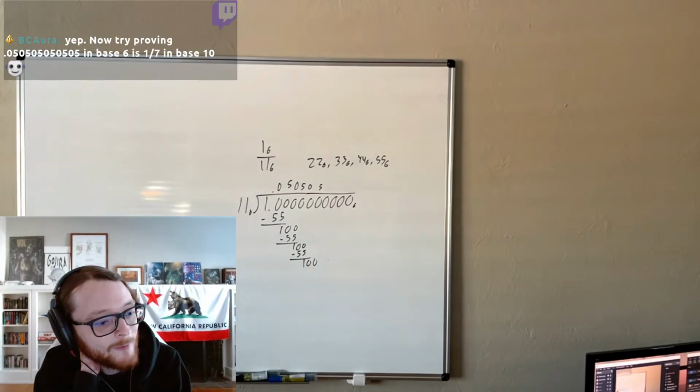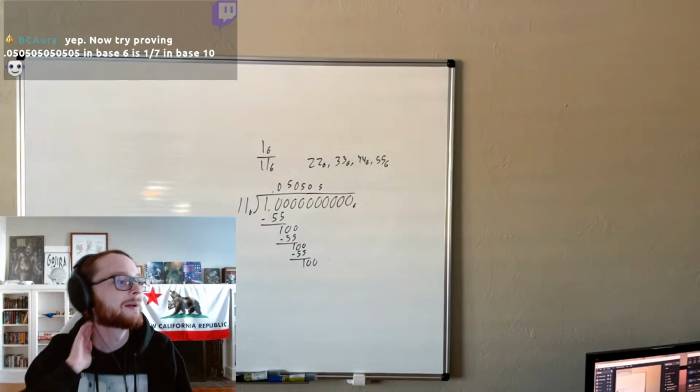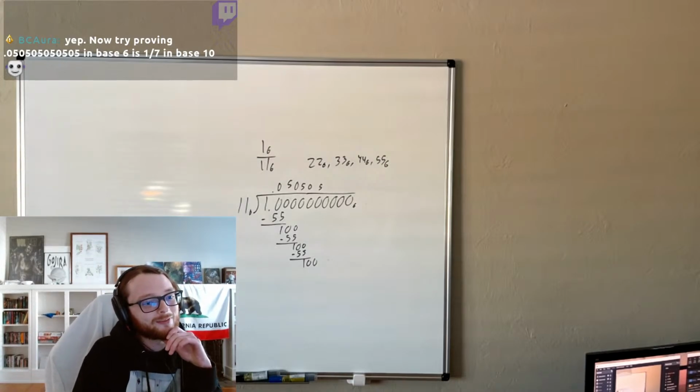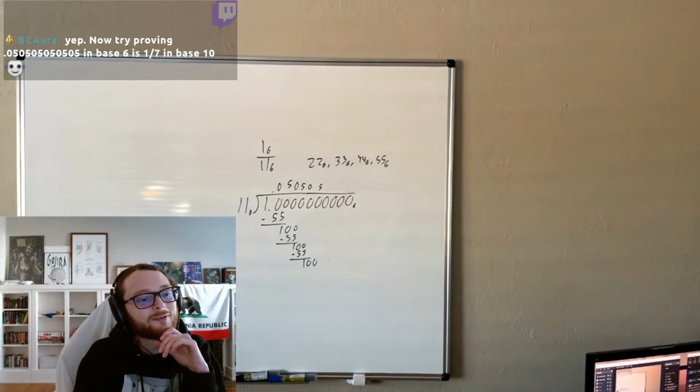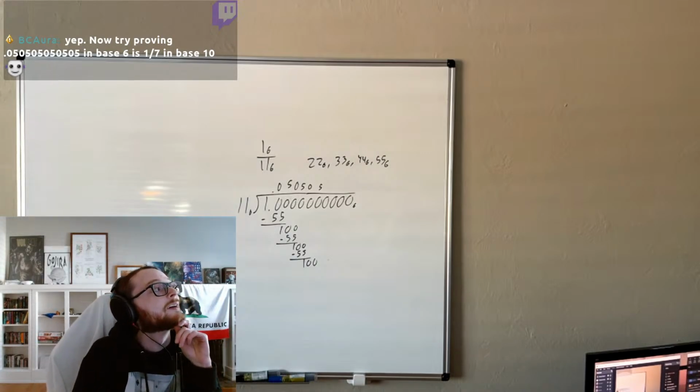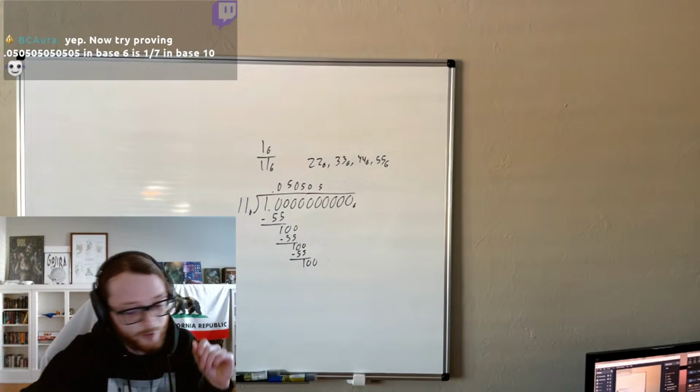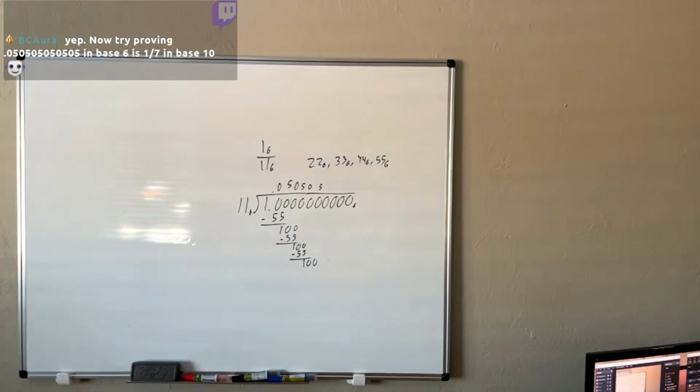Now try proving 0505 in base 6 is 1/7 in base 10. Oh! I feel like I've seen a problem like this before. It involves doing a geometric series. I think I know how. Easier? I don't know the easier way.